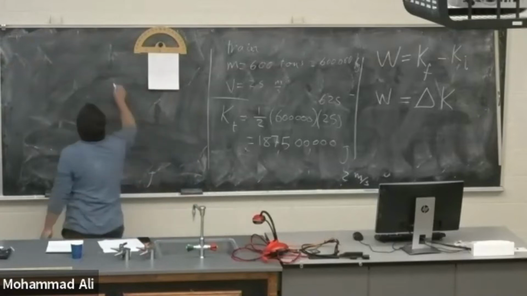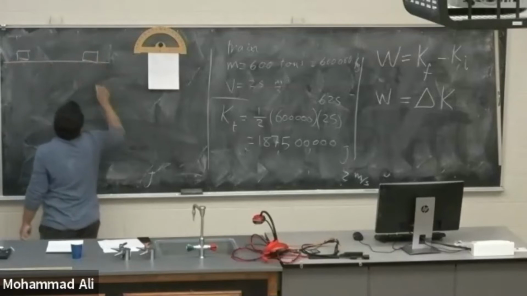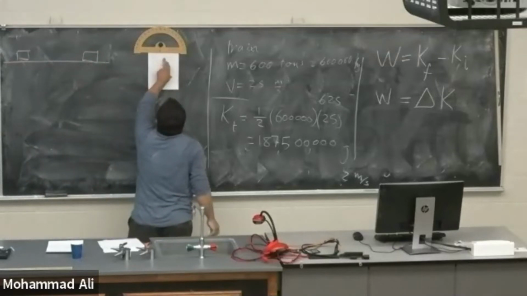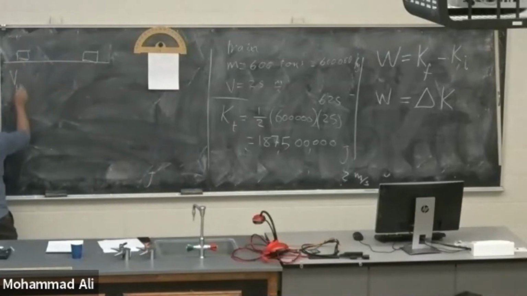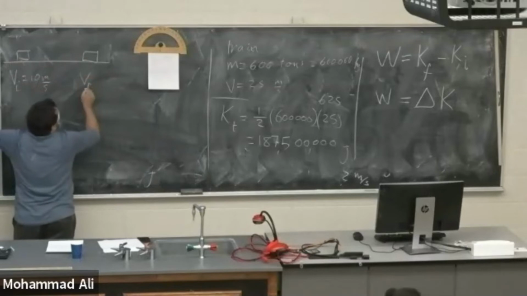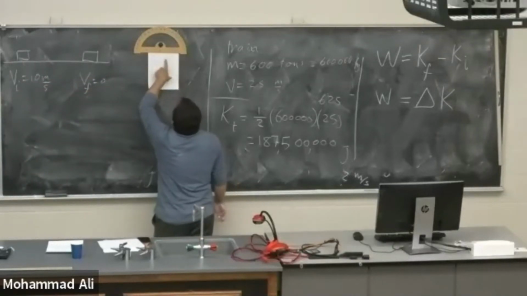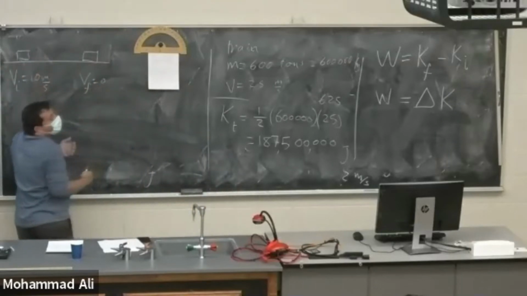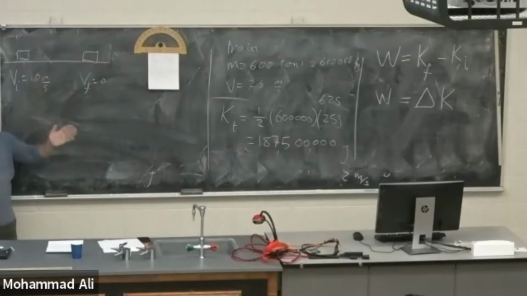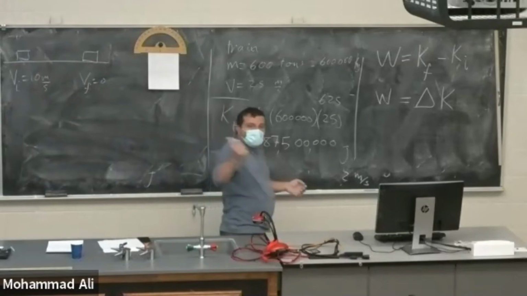We have a mass. We have two velocities. Initially, V initial is equal to 10 meters per second. V final is equal to 0. I'm sorry about that. So its velocity is decreasing to reach 0. During a time, we don't have any time in our calculations yet, because we will use it now.